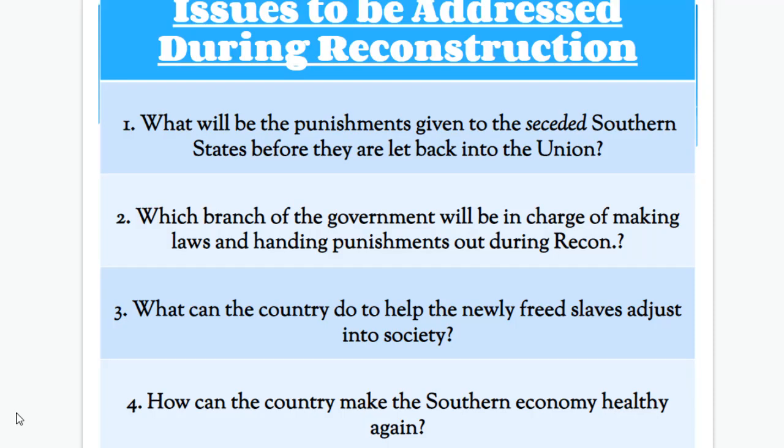So the issues that need to be addressed during Reconstruction: the first one is, what would be the punishment given to seceding Southern states before they're let back into the Union? Number 2, what branch of government will be in charge of making laws and handing out punishments during Reconstruction? Number 3, what could the country do to help the newly freed slaves adjust to society? And number 4, how could the country make the Southern economy healthy again?